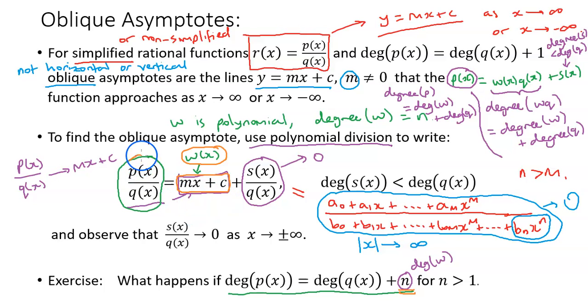And so p of x divided by q of x in this situation would get closer to some degree n polynomial w. Wait, that's not usually the way I would write that. Let's see. Degree w equals n. We can try a few of them out in Desmos. I encourage you to pause the video and do that.